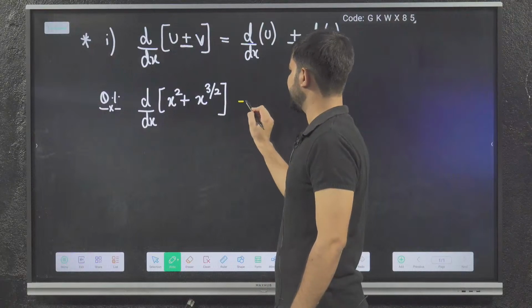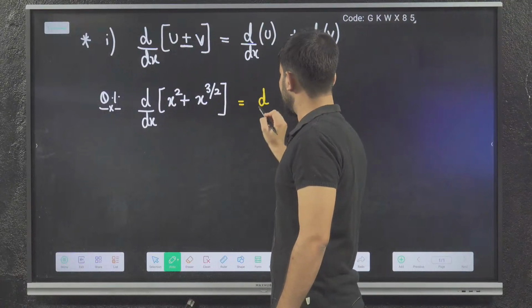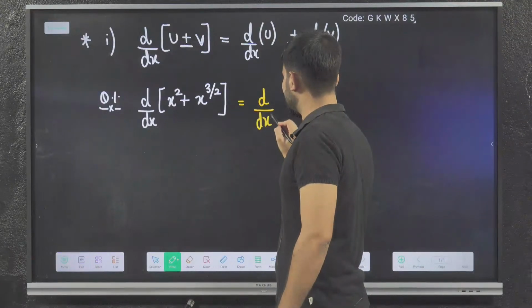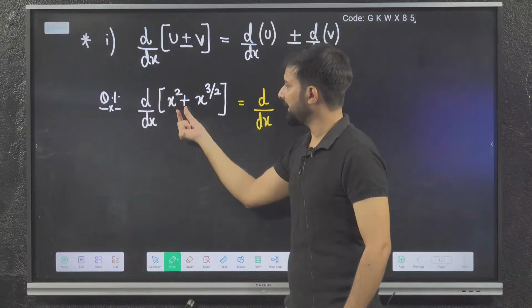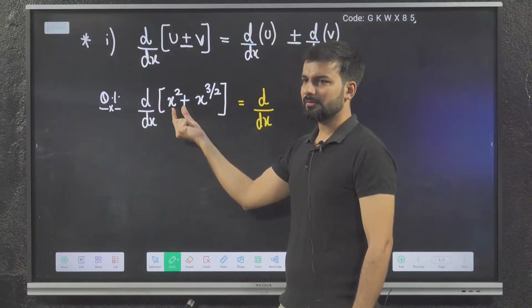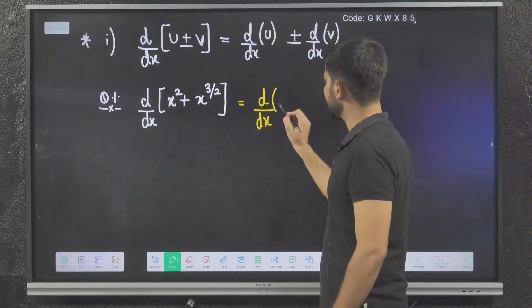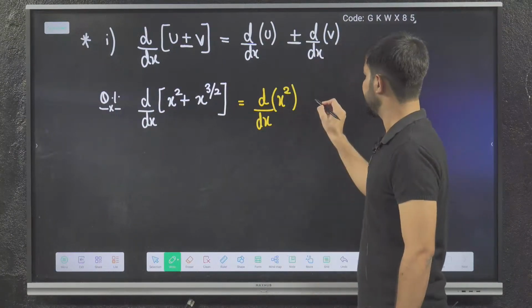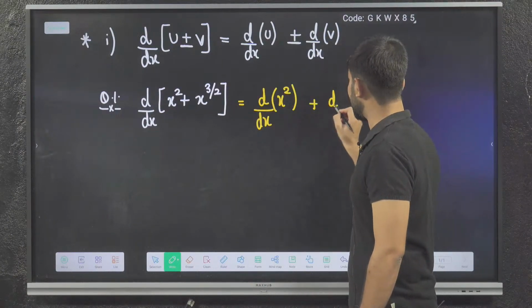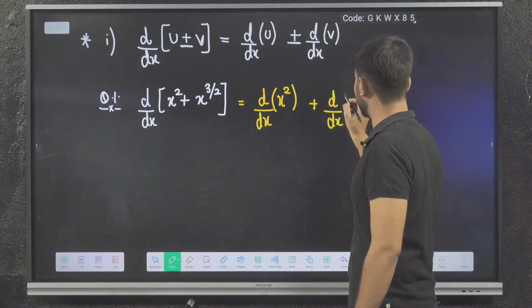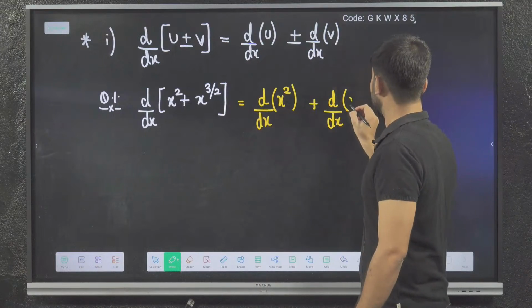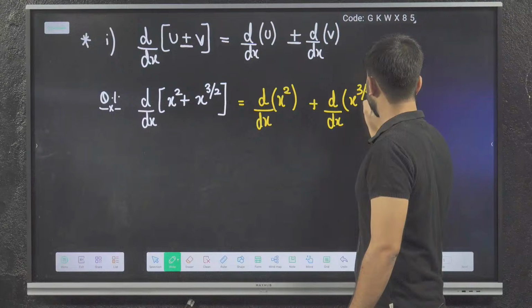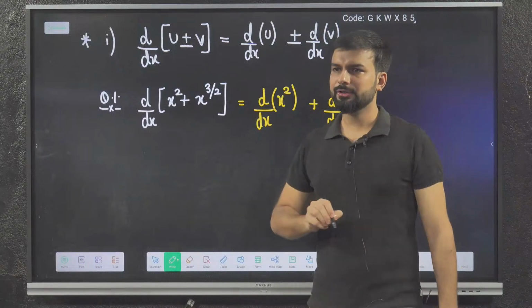So what will happen? This will become d by dx, right? This differential operator I have to multiply to this first x square. So this will become like this. Plus, again this differential operator I have to apply to whom? x power 3 by 2.